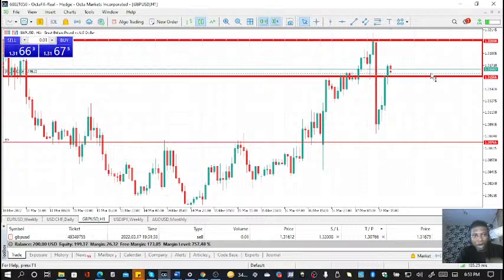So I entered at 0.31612. Now if this trade moves below my entry level, since I am selling, I would move my stop loss to my entry level. When my stop loss gets to my entry level, if the market wants to go against me again, then it would break even, right?